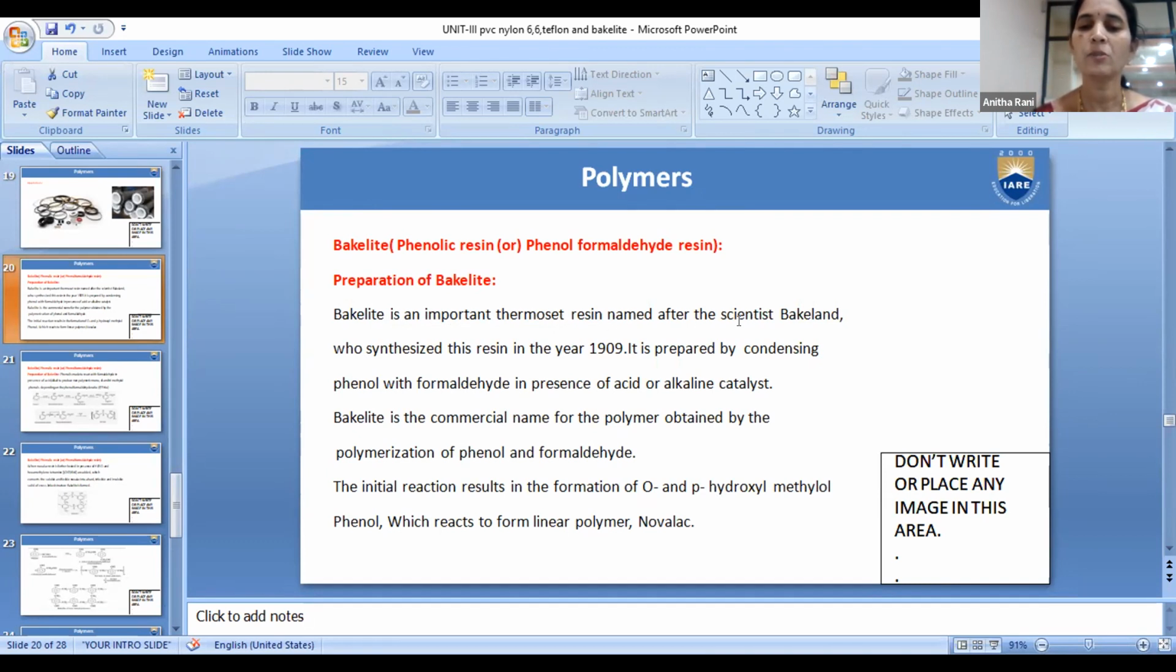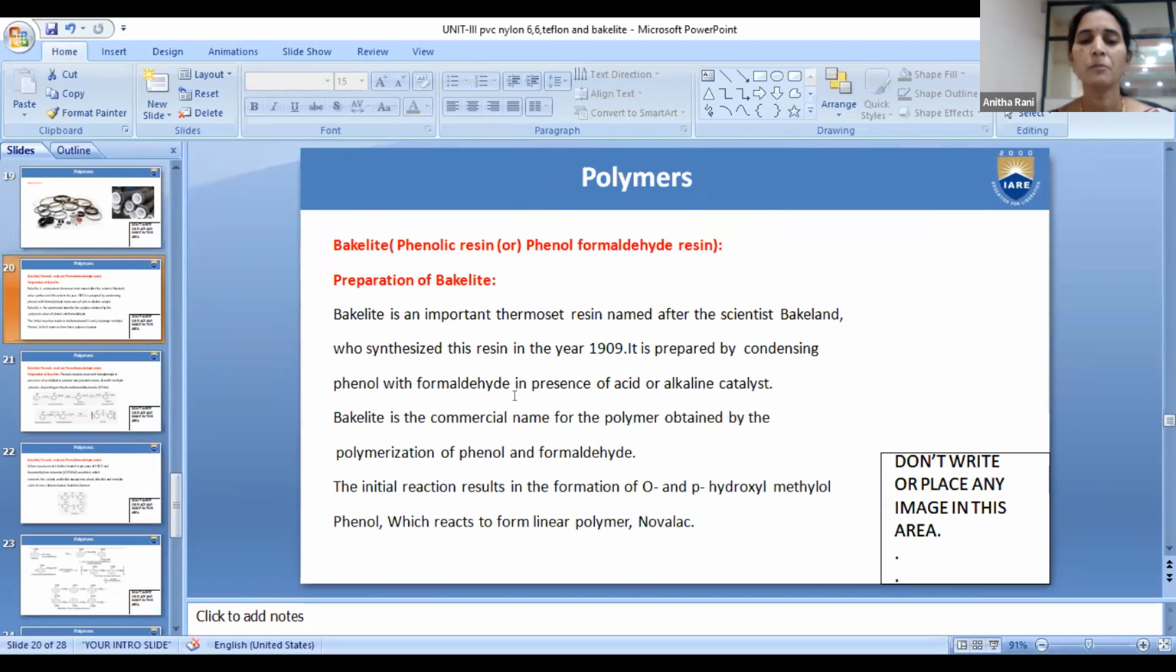It is named after the scientist Baekeland, who prepared bakelite. In the year 1909, he synthesized this polymer. It is prepared by condensing phenol with formaldehyde. So two chemicals we are using: phenol and formaldehyde, in the presence of acid or alkaline catalyst.